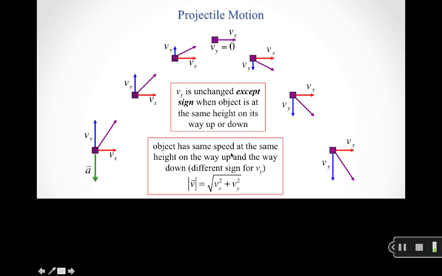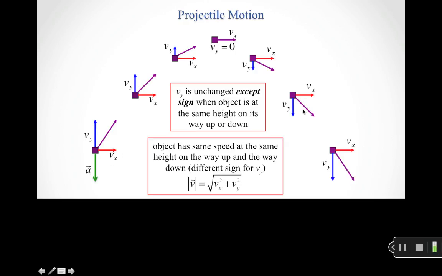So what this tells me is the object has the same speed when it's at the same height. If it's at this height, traveling, let's say, with a speed of 10 meters per second, when it comes back down to that same height, it's also going to travel with 10 meters per second. The other thing you can notice is the angle it makes with the horizontal at this height is the same as the angle it makes with the horizontal at that height on its way back down. All I've done is change that here it's above the horizontal on its way up, and below the horizontal on its way down.